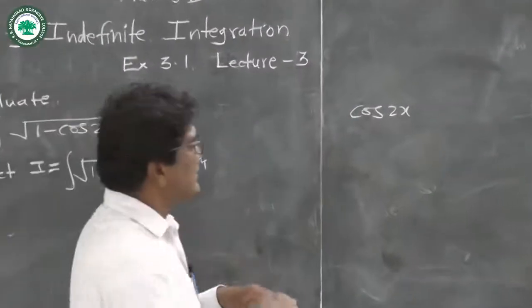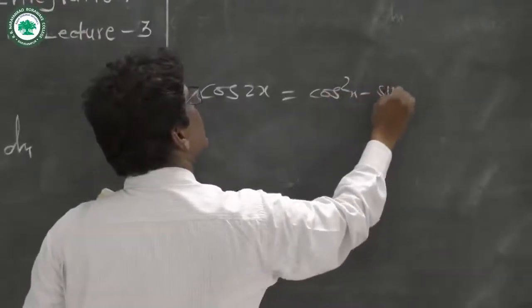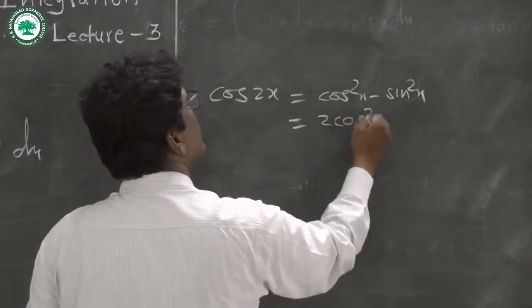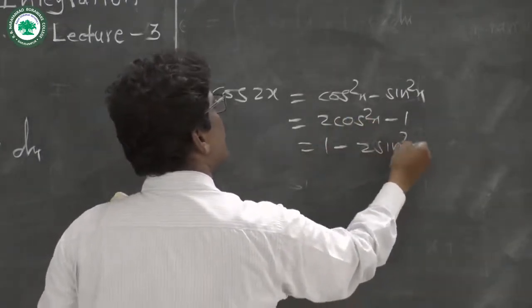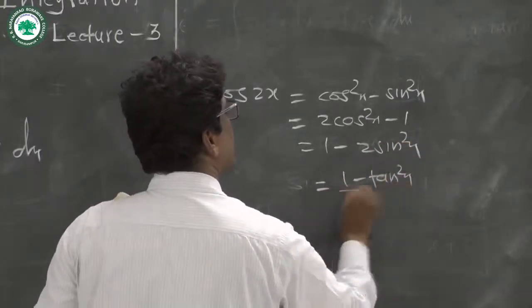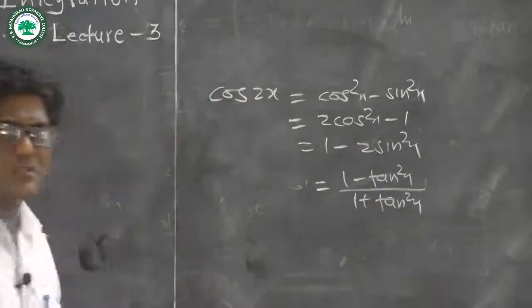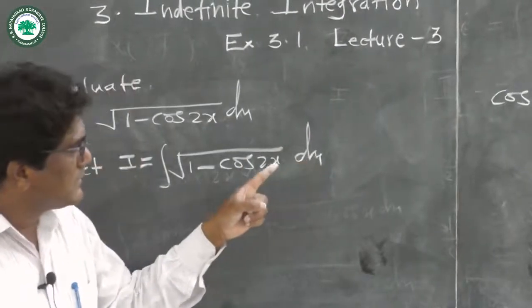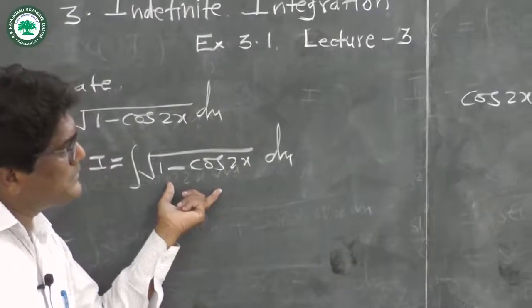Cos of 2x has 4 formulae: cos square x minus sin square x, then 2 times cos square x minus 1, then 1 minus 2 times sin square x, then 1 minus tan square x upon 1 plus tan square x. These are the 4 formulae for cos of 2x. Now out of that, here we have to use the formula where we get 1 minus cos of 2x.